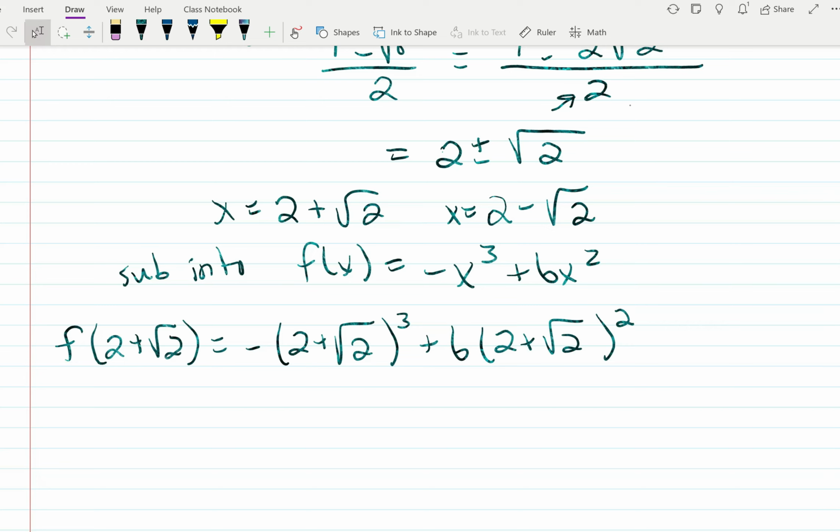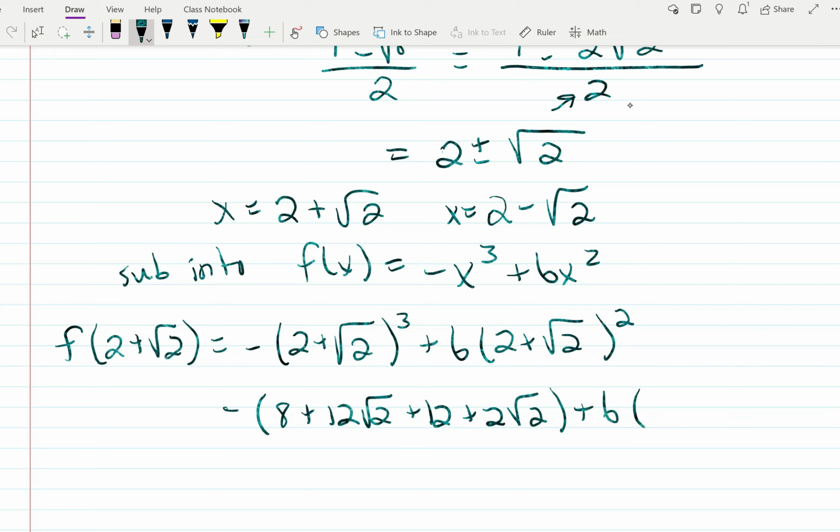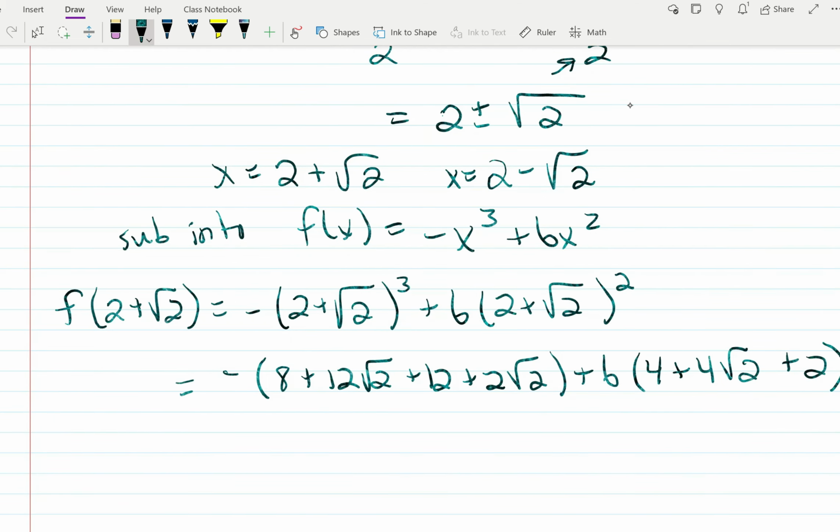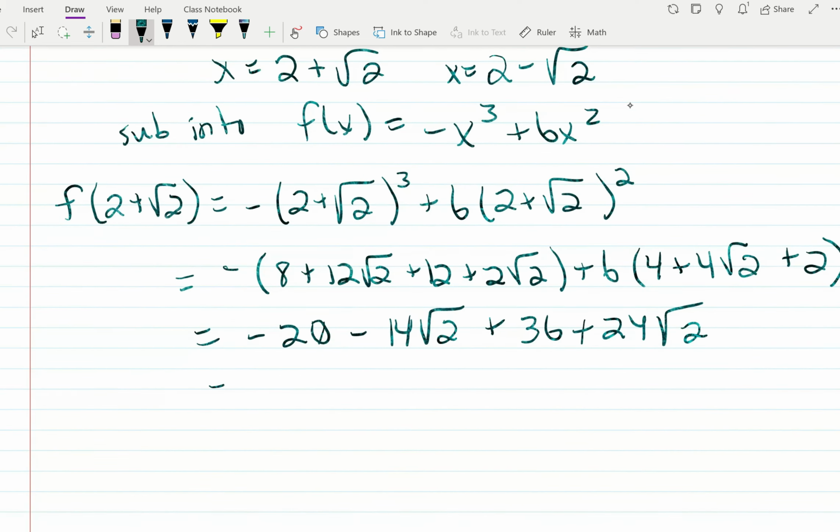Okay, so what do we get here? If we were to cube this, and you may want to refer to some shortcuts for cubing a binomial and such, we'll get negative 8 plus 12 square root of 2 plus 12 plus 2 square root of 2, plus 6 times, and then we square this binomial, square the 2 plus the square root of 2 before we multiply times 6. We get 4 plus 4 square root of 2 plus 2. That gets us negative 20 minus 14 square root of 2 plus 36 plus 24 square root of 2. All right, and then combining like terms, we get simply 16 plus 10 square root of 2.